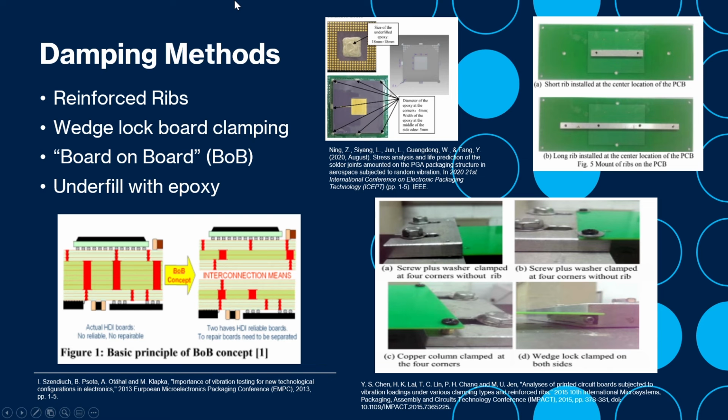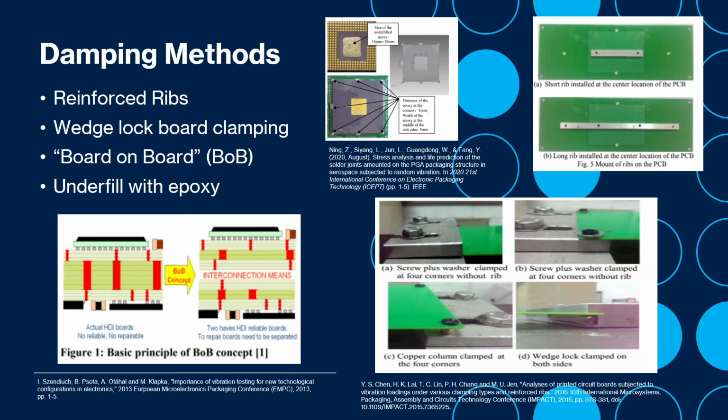One of the main reasons why we study the impacts of vibrations on circuit boards is so that we can develop methods for reducing and damping the vibrations. Some of the main methods we studied were reinforced ribs, which add structural integrity to the board, and wedge lock clamping, which you can see in the right bottom corner. With this type of clamping, the board is clamped or held along the entire side versus just the corners, minimizing the response to vibrations. Board on board, where instead of having one thicker board, you have 2 smaller ones with a separating medium in between.